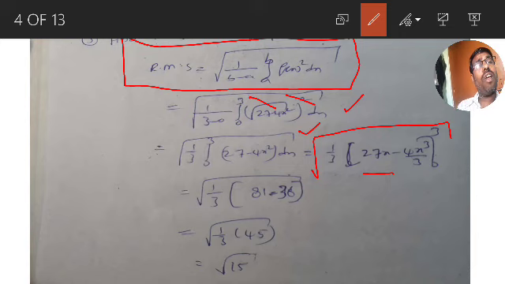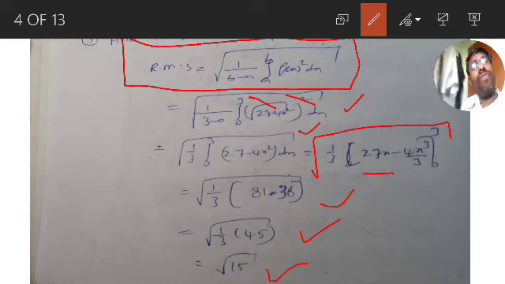That is 3 square. 4 into 9 is 36. That is 81 minus 36. So square root of 1 by 3 into 81 minus 36. That is square root of 1 by 3 into 45. 3 1 ja, 3 15 ja. So the answer is square root of 15.